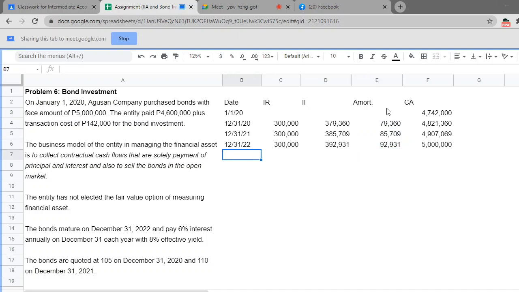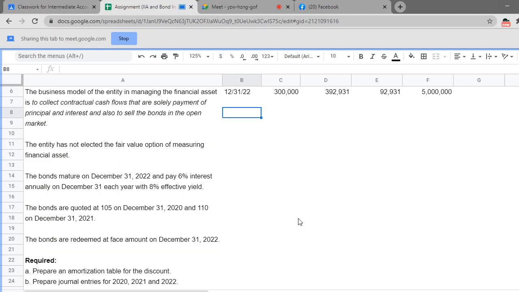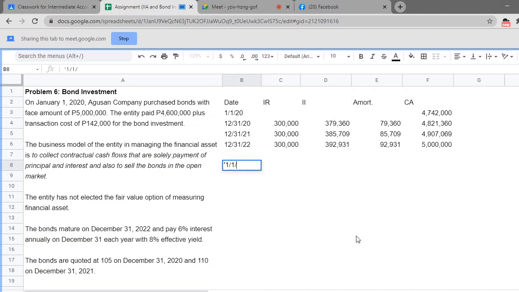Okay? Next. What is the next requirement? Prepare journal entries. There, 3 years. Okay. 1/1/2020, let's start so we can finish. January 1, 2020. Since this is not at amortized cost, we cannot use investment in bonds. So, we are going to use financial asset at fair value through OCI, and credit, of course, your cash. And that would be 4,742. Okay? And what else? Anything left? None. Let's go to year end.